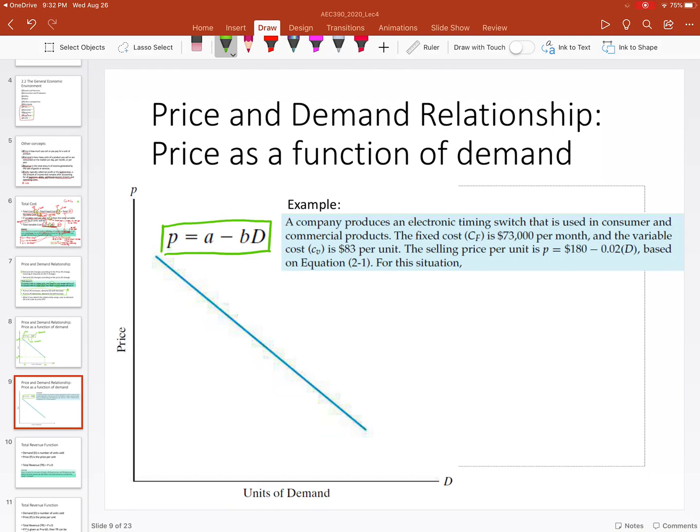Now the example. It says a company produces an electronic timing switch that is used in consumer and commercial products. That's the product. The fixed cost, CF, is $73,000 per month. That's one variable. And the variable cost, lowercase v, which means it's a variable cost per unit, is $83 per unit. That's another variable.